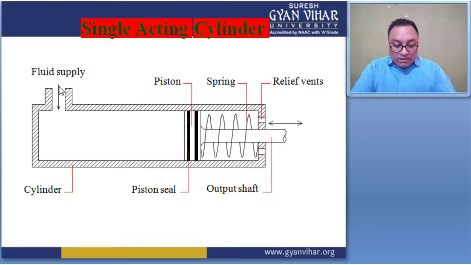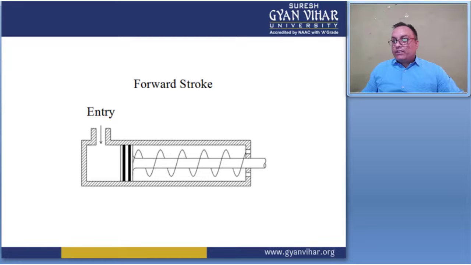And one more disadvantage of the single acting cylinder is that the hydraulic force is consumed partly to compress the spring, right? So this is one form of cylinder, the single acting cylinder, and then we move to the double acting cylinder, and this is the forward stroke of the cylinder, right?